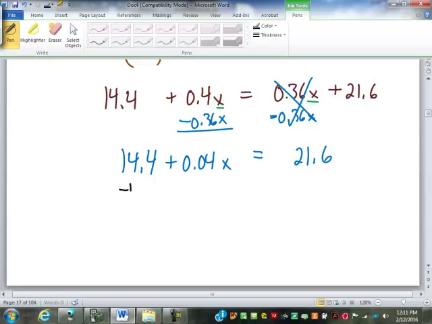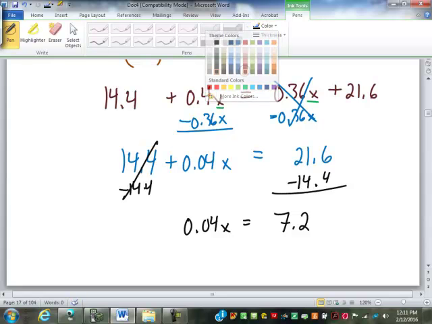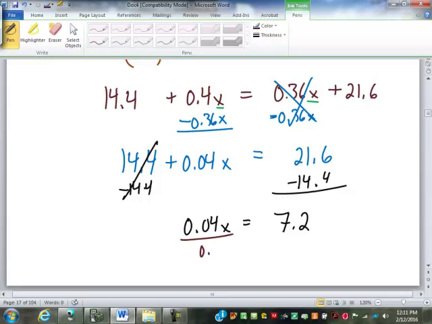Now we're going to subtract 14.4. That's gone, leaving us with 0.04x. Subtracting 14.4 here is going to give us 7.2. So next we'll divide by the 0.04. X equals 180.